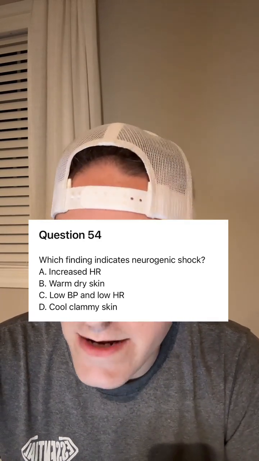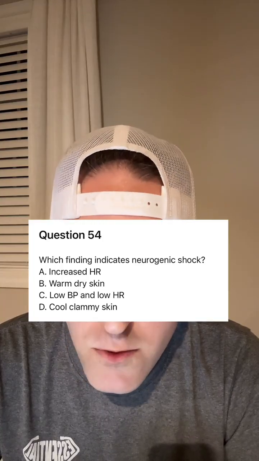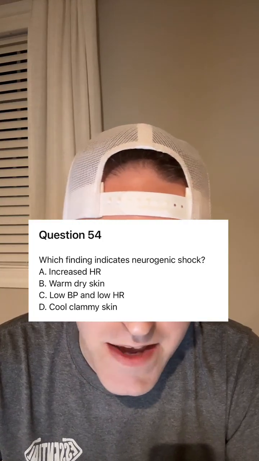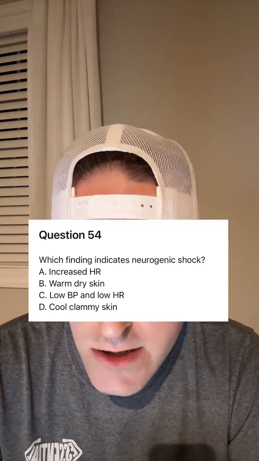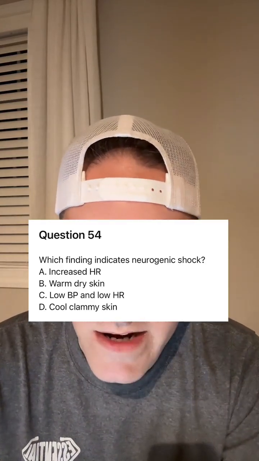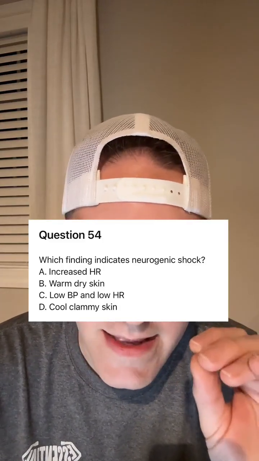All right. The answer here is going to be C. Neurogenic shock occurs when that spinal cord injury disrupts any sympathetic tone. Instead of the tachycardia seen in other shocks, patients present with bradycardia and hypotension, due to that unopposed parasympathetic activity.